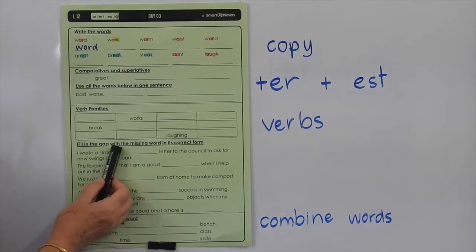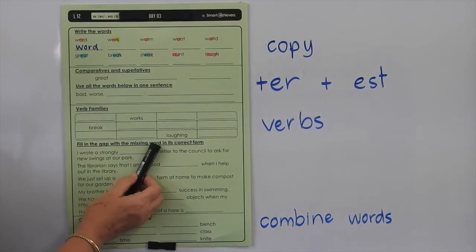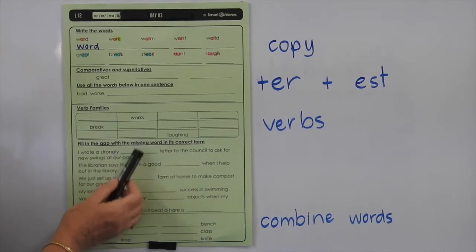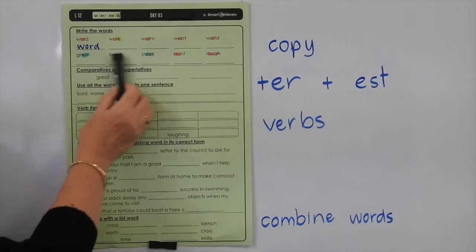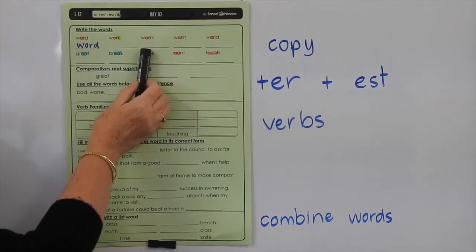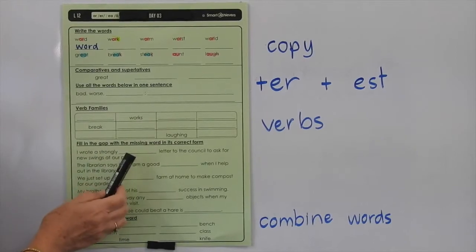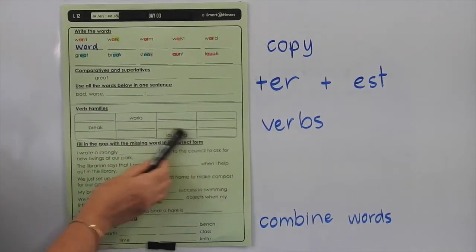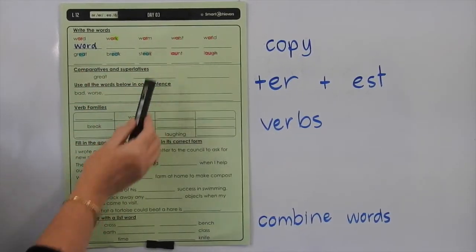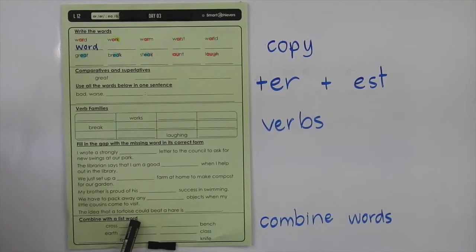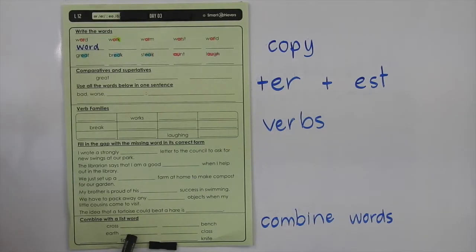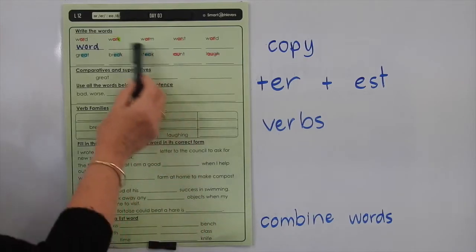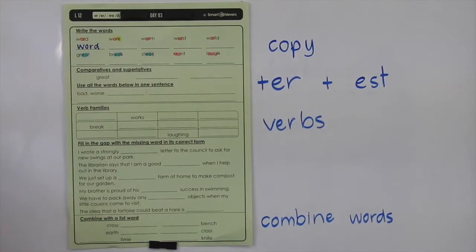Now fill in the gap with the missing word in its correct form. It might be one of these words, but it could be a list word, another list word with another extension on it. So just be careful. Don't limit yourself to just choosing from here. Use this list as well. So combine with the list word a something, cross something, earth something, time something, bench something, class something, knife something. Once again, you're going to use these list words at the top.